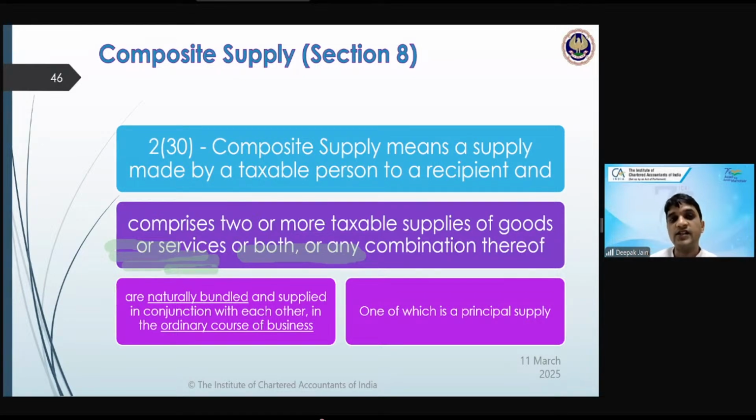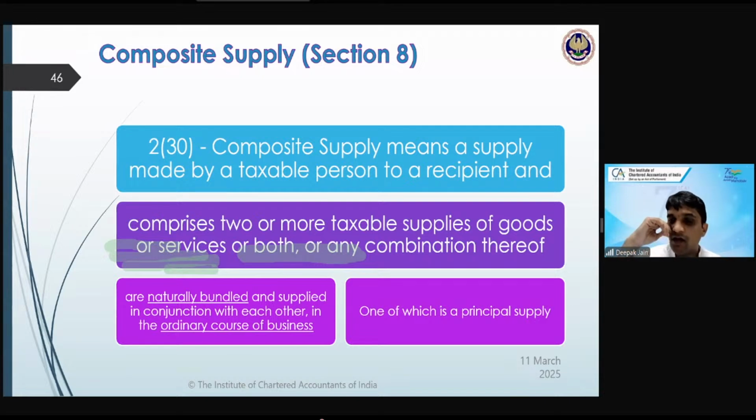So on this air conditioner plus installation, how much will be the GST rate? 12%. Correct. Because whatever is the GST rate of the main supply, that will apply to the ancillary also. If GST is 12%, the installation is a composite supply. So GST will be charged at 12% on the installation plus air conditioner.